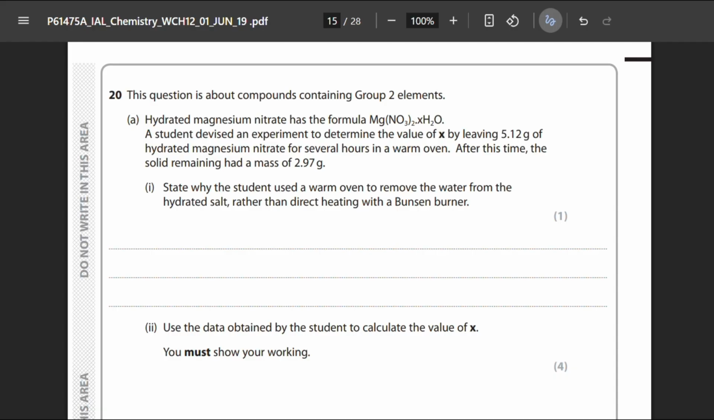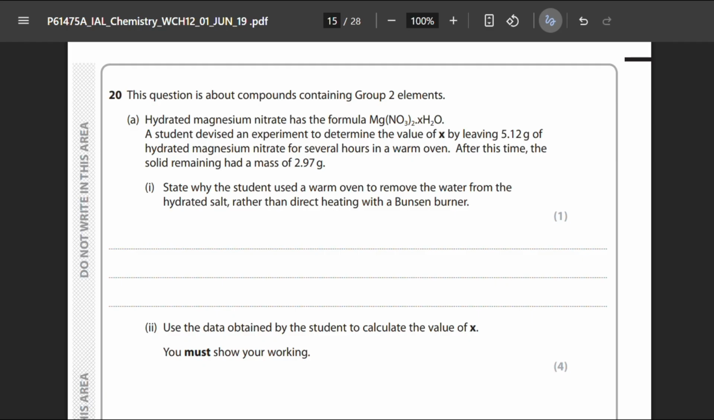So, what happened? Hydrated magnesium nitrate, which has water of crystallization, has a mass of 5.12 grams. When it is kept in an oven to remove the water, the anhydrous solid which remains after 7 hours has a mass of 2.97 grams. So 2.97 grams is the mass of anhydrous magnesium nitrate. If you want to get the mass of water, you need to subtract 2.97 from 5.12 grams.